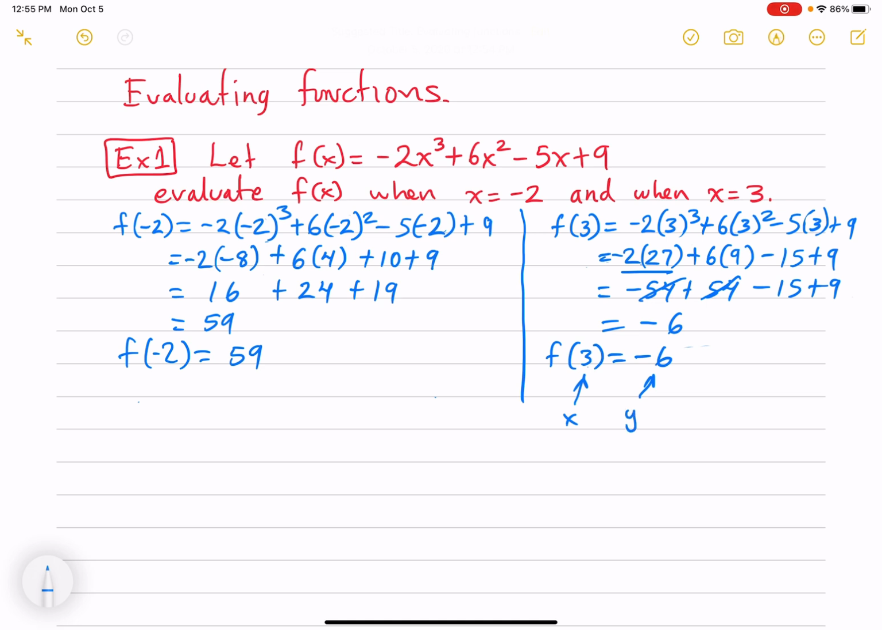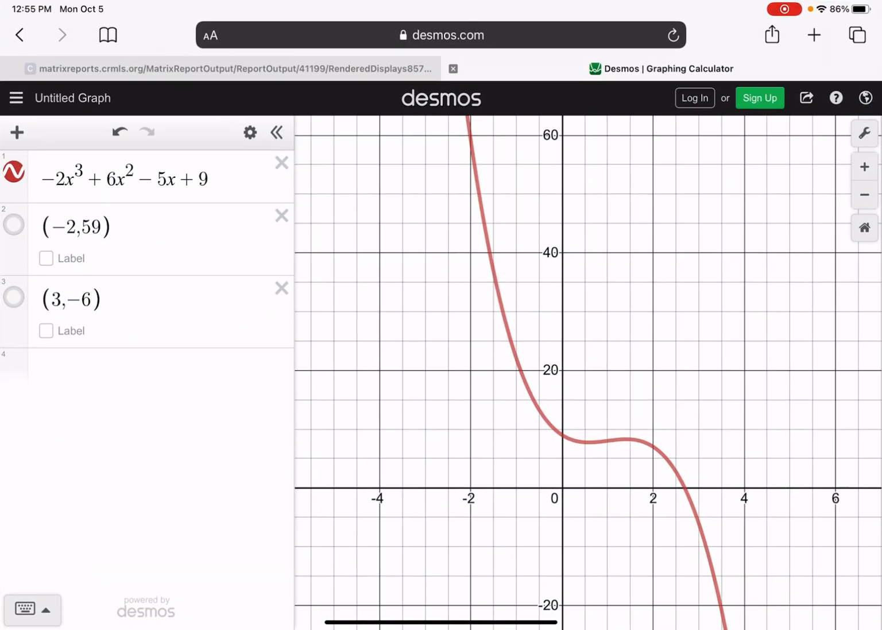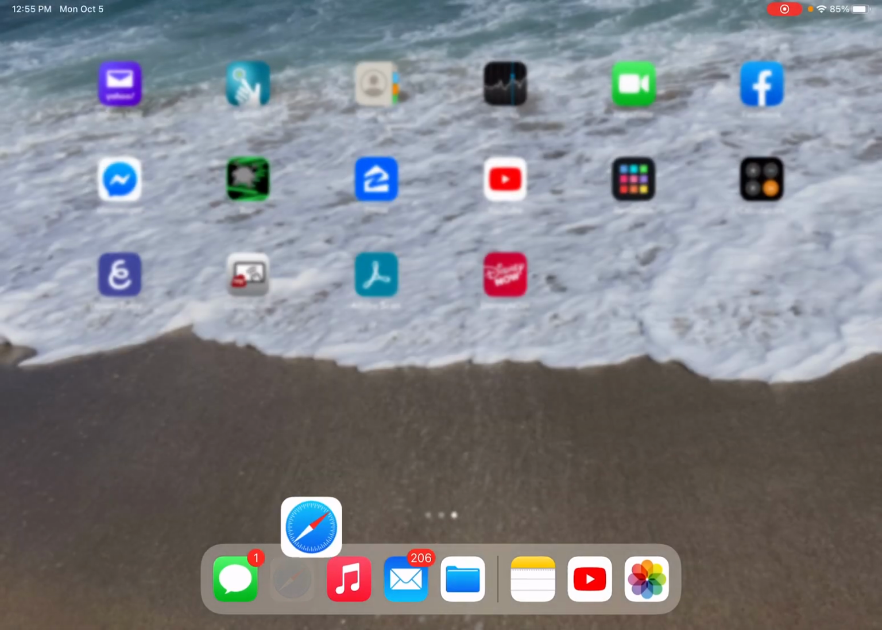Keep these numbers in mind, because I'm going to show you now how to check this on Desmos. If you go to Desmos and you type in your function, notice I already have it pre-typed here. This is a graph, and please notice how the point (-2, 59) is right on the graph, because when x equals -2, you go up 59 units. Notice the second number we got was (3, -6). When x equals positive 3, y is -6. And so this is one of the ways you could check your answers. If you need to evaluate a function, you could check it graphically.